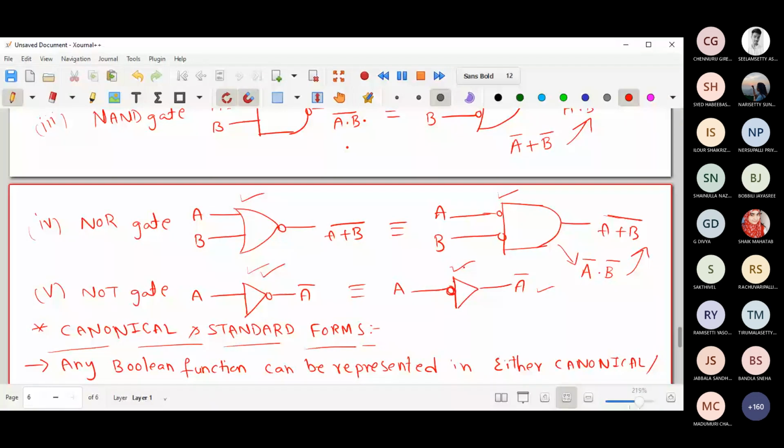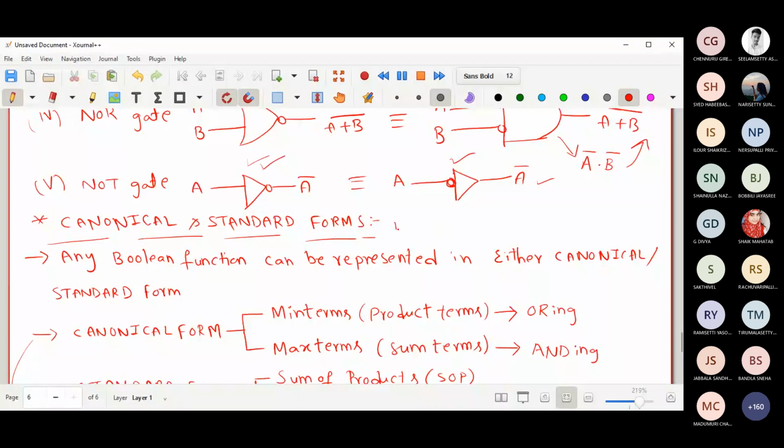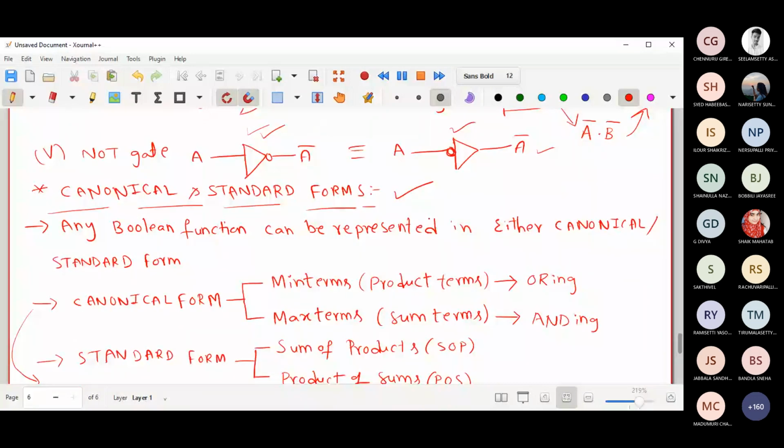Alternate logic gate representation. But our topic today is canonical and standard forms. Very, very important topic. So what is the statement here? Any Boolean function can be represented in either canonical or standard form. So what is canonical form or what is standard form?